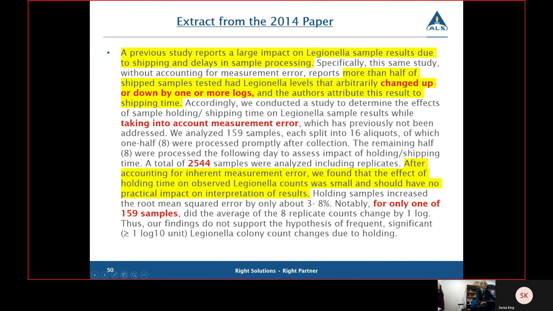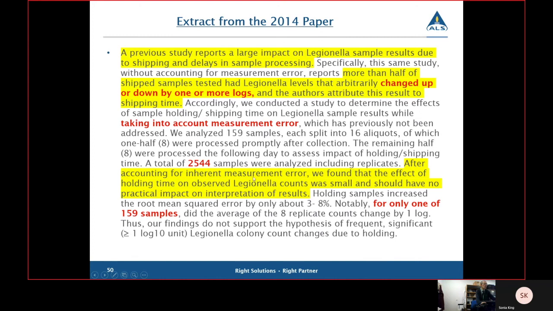They analysed 159 samples split into 16 aliquots, of which 8 were processed promptly after collection. The remaining 8 were processed the following day to assess the impact of shipping time. A total of 2,544 samples were analysed, including replicates.